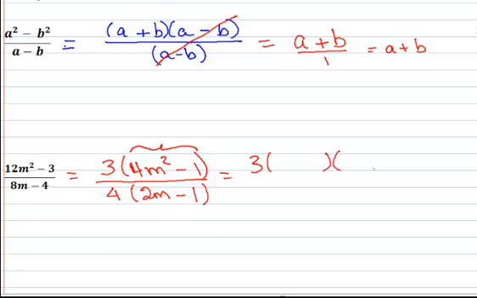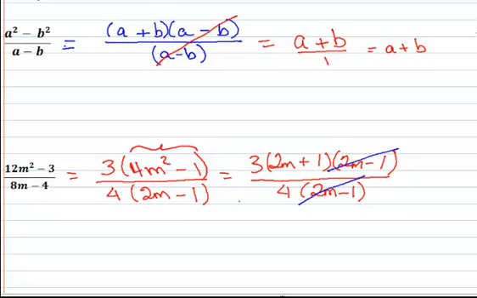So the difference of perfect squares: the square root of the first term, the square root of the second term, plus, minus. And bring our denominator with us because neither one of those factors can be factored any further. We look to see if we've got anything the same in the denominator and the numerator, and we do. We've got 2m minus 1. And so what's left over is, in the numerator, 3 times 2m plus 1, and the 4 in the denominator.